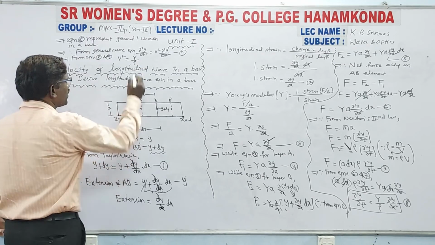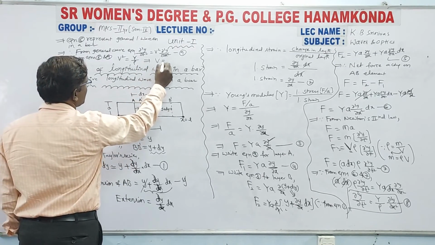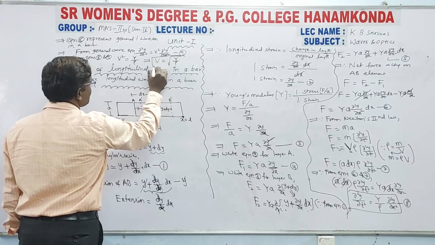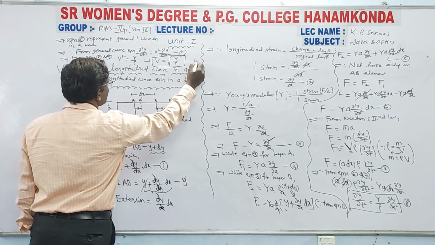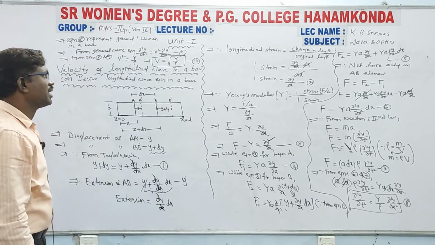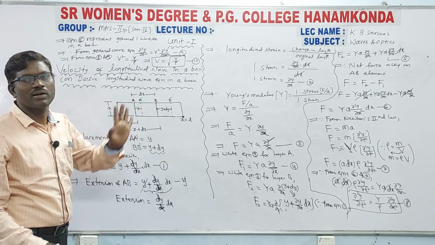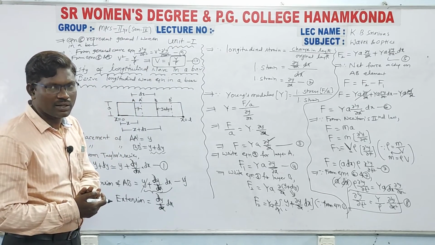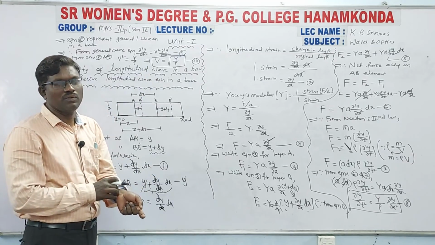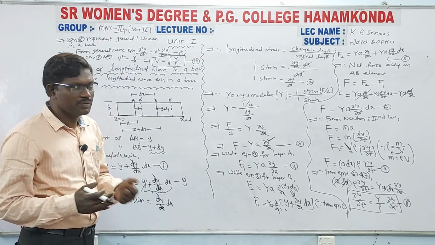So then what is the final expression? Velocity is equal to the square root of Y by rho. This is the final expression. Let this be equation number 10. In this way you can calculate the velocity of a longitudinal wave in a given bar, right? So this expression is very useful while we are doing problems.